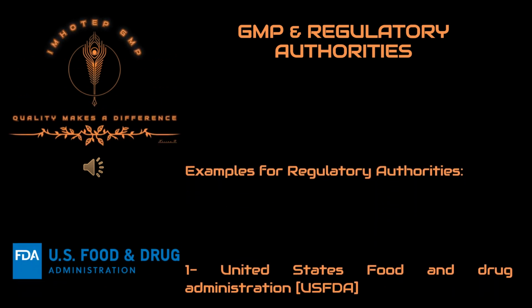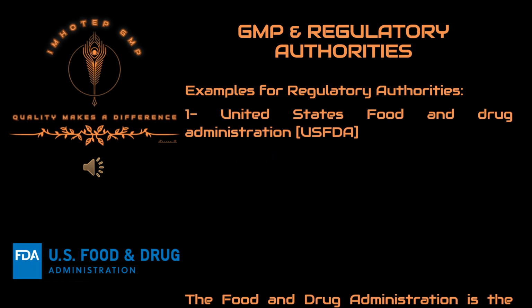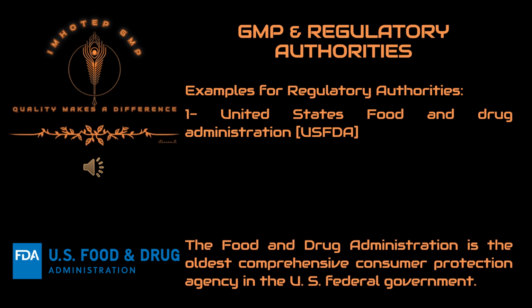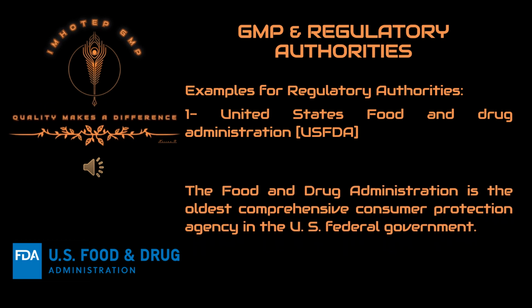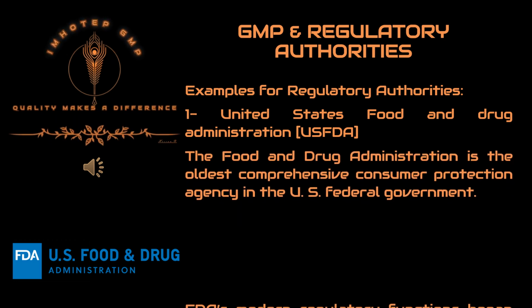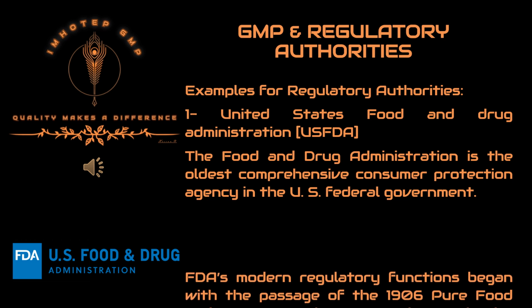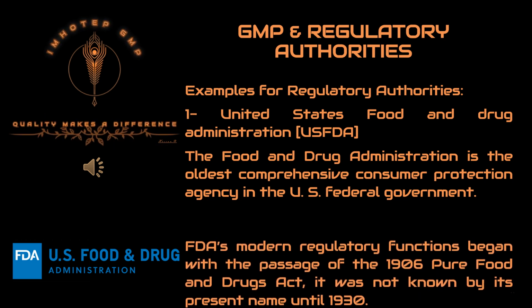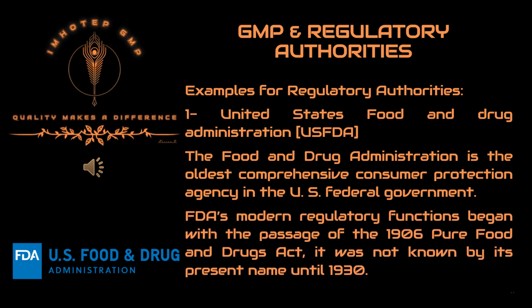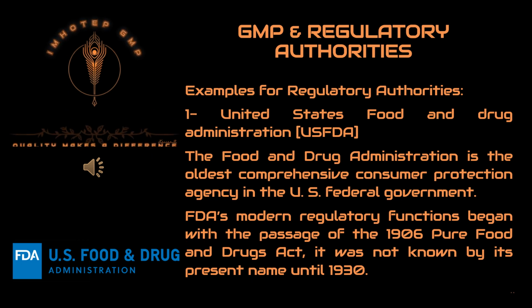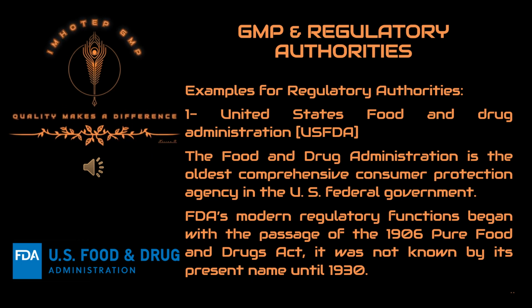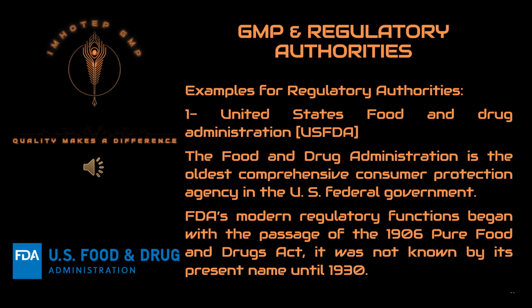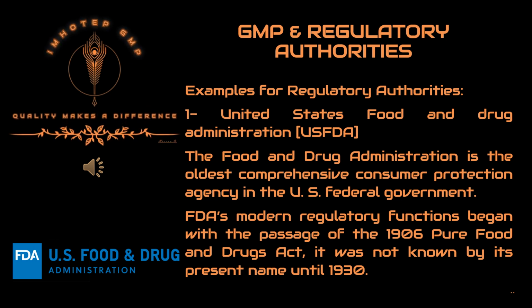Examples for regulatory authorities. 1. United States Food and Drug Administration, US FDA. The Food and Drug Administration is the oldest comprehensive consumer protection agency in the U.S. federal government. FDA's modern regulatory functions began with the passage of the 1906 Pure Food and Drugs Act. It was not known by its present name until 1930.